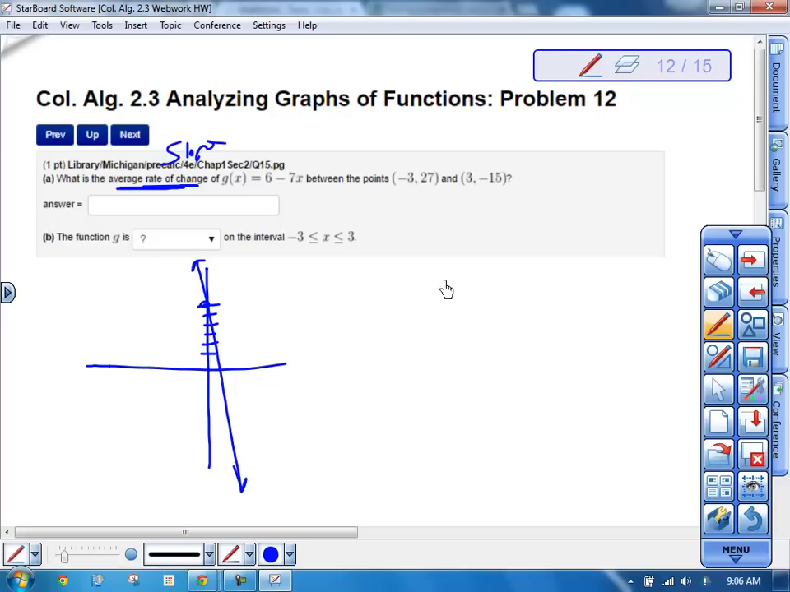Well, you can go ahead and do it. You do y2 minus y1 over x2 minus x1. -42 over 6 gives you -7, but we already knew the slope's -7, so average rate of change between any 2 points from this line is -7. And then it wants to know if the function's increasing or decreasing on the interval from -3 to 3. Well, this function's always decreasing, so you can go ahead and say that function's decreasing.